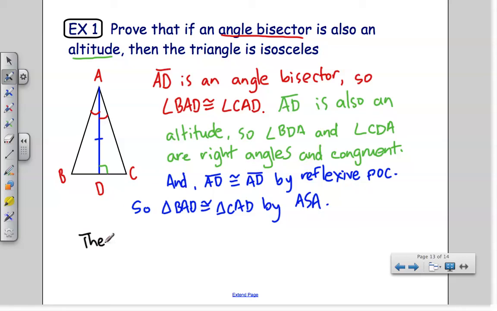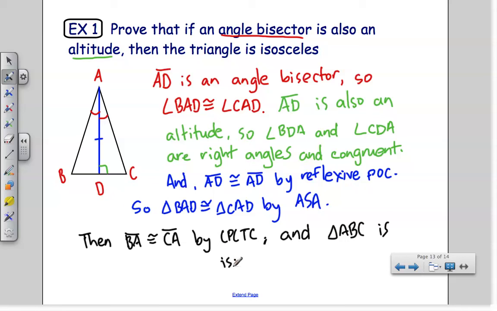Then, remember I'm trying to show this triangle is isosceles, so I have to show that these two sides are congruent. And I do know that side BA now would be congruent to side CA by CPCTC because we have congruent triangles here, so corresponding parts of those congruent triangles are congruent. And if you have two congruent sides, you know a triangle is isosceles by definition. So now that original triangle ABC is isosceles by definition.